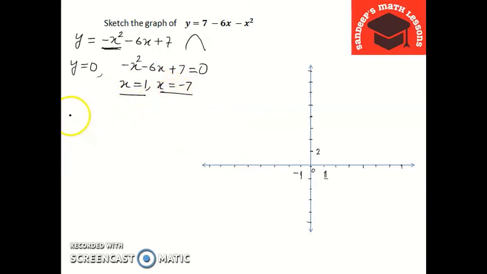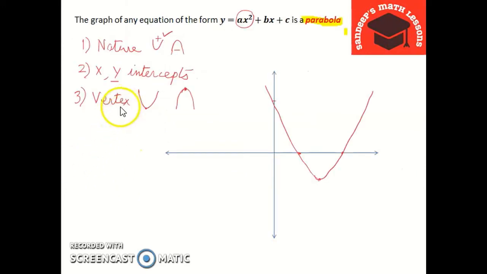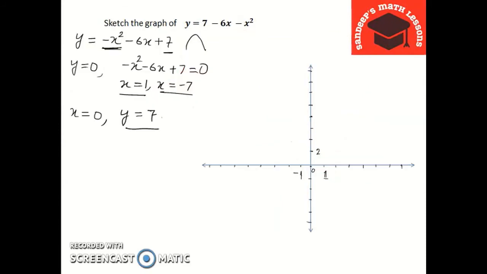These are the two points of intersection with the x-axis. To find the y-intercept, let us take x as 0. So if I take x as 0, as I have already told you in the previous example, I will get the constant, y equals 7. So this is the y-intercept. Then the last step was what? To find the vertex, isn't it? How do we find the vertex? To find the vertex, I should add both the x coordinates together.